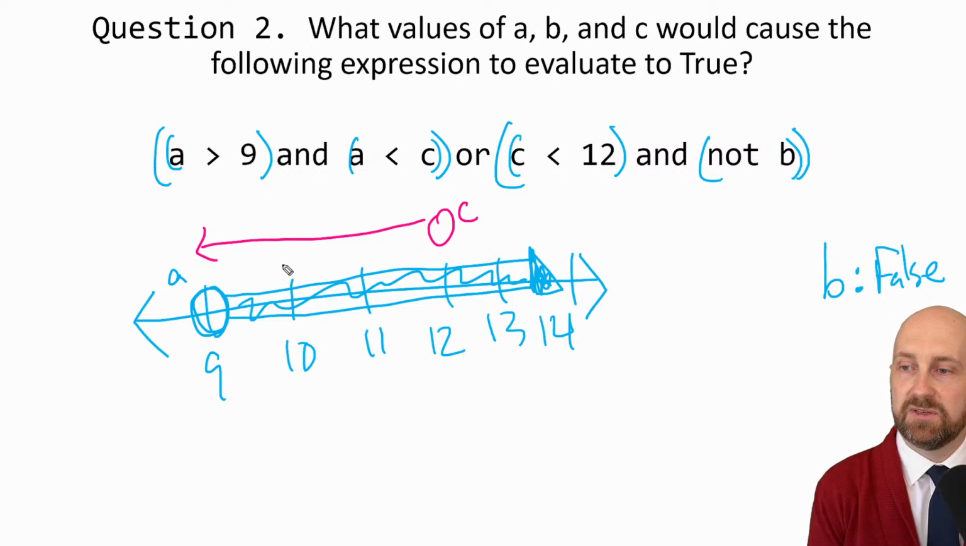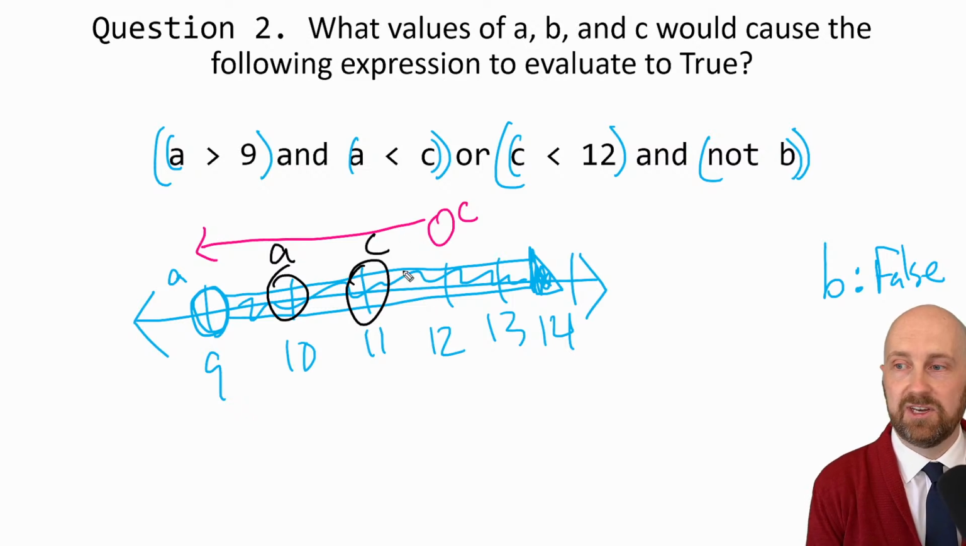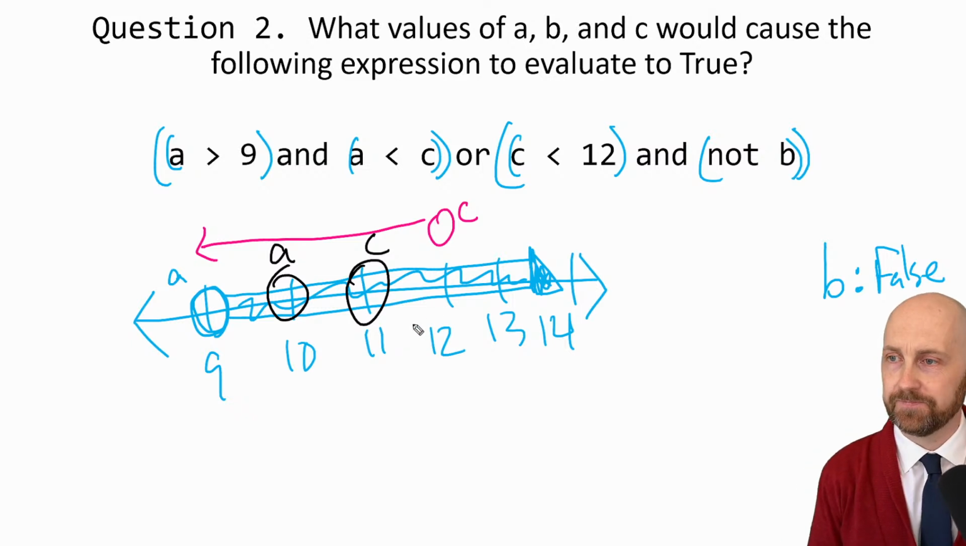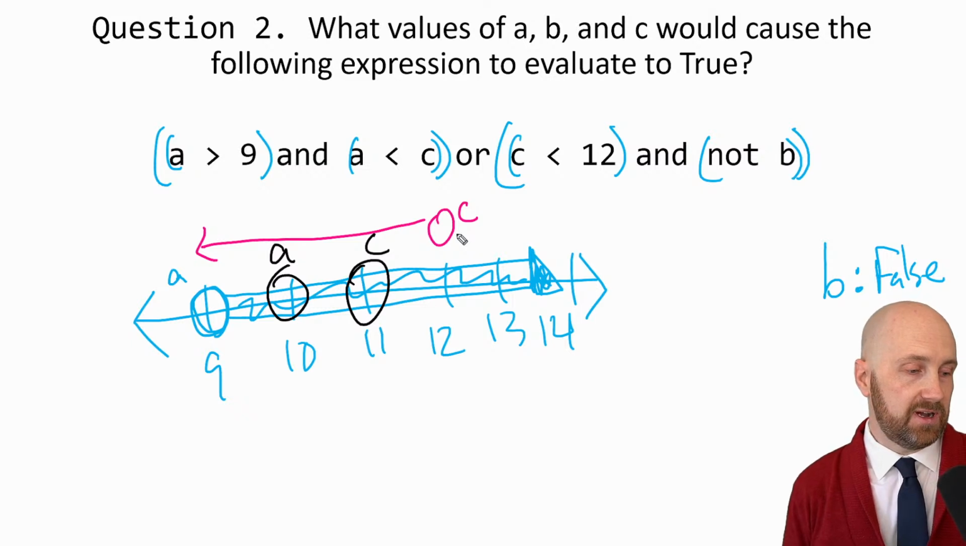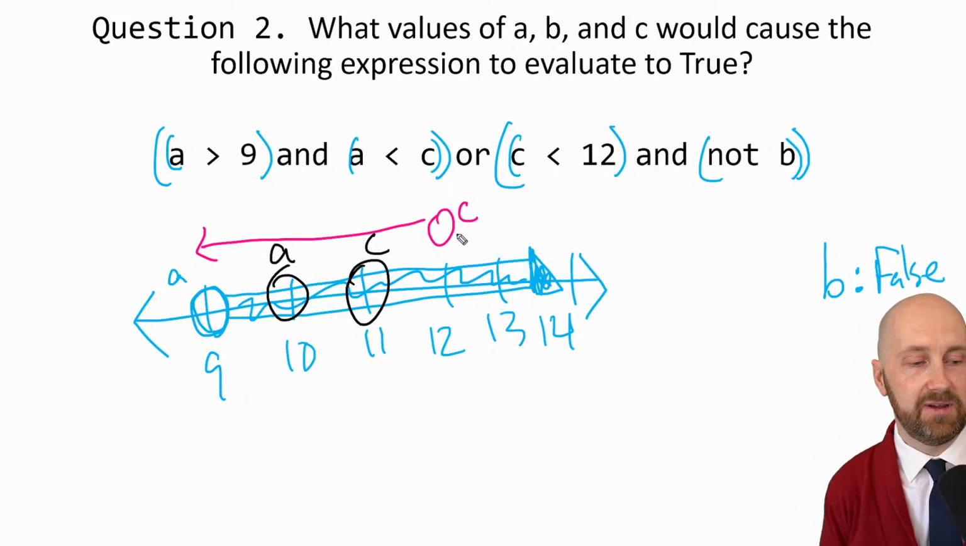So some obvious places might be, well, you could say A is 10 and C is 11. And these conditions would work out, right? So C is in its range, A is in its range, and A is less than C relative to one another. Now, many of you recognize that you could choose multiple answers on this.